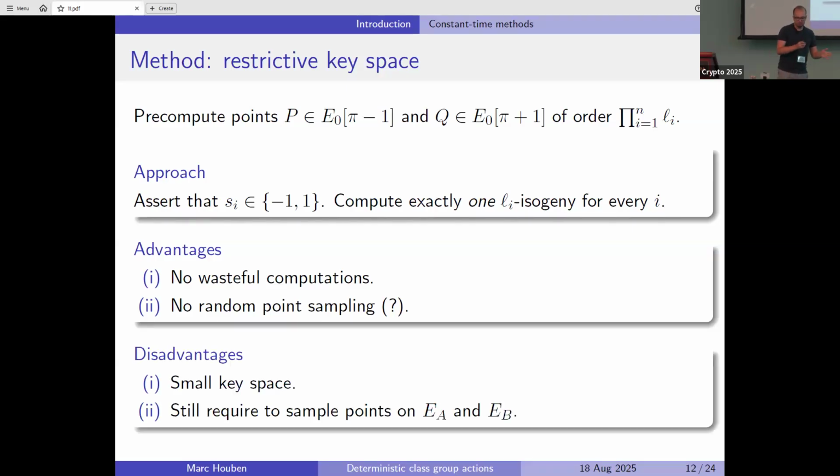Of course, what's possibly less nice is that we've restricted our key space. And we don't really fully avoid the issue of point sampling because, well, if you do a key exchange, you have to do a group action at least twice. So you still need to sample these full order points on the public key curve.